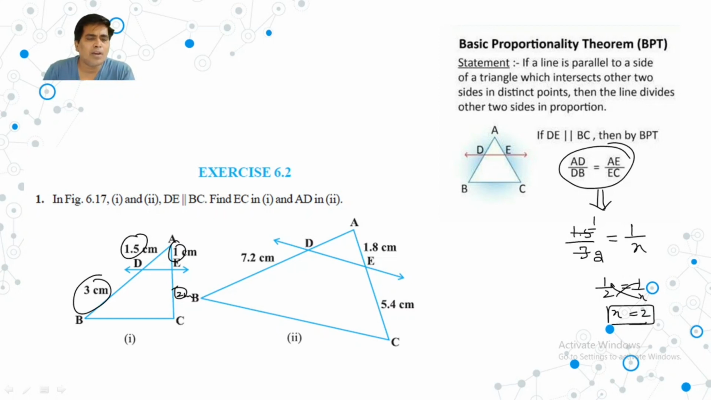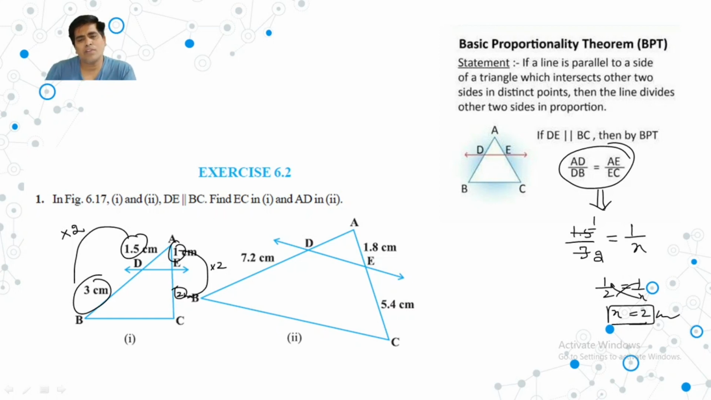As simple as that. Without calculations also we can do it. This 1.5 becomes 3. It is increased how many times? 2 times. So this 1 is multiplied by 2. It increased by 2 times. So 1 into 2 is clearly 2. So we got the answer as 2 centimeters. It's a very simple sum. Come to question number 2.